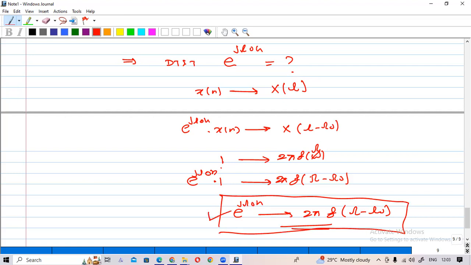Okay. So this is what I told you to find. We can see that, so you can use that property. For example, try to find the Fourier transform of this one using the basic principle.